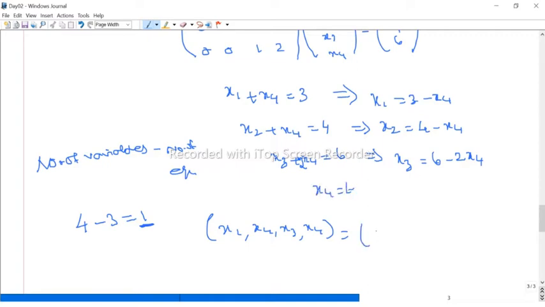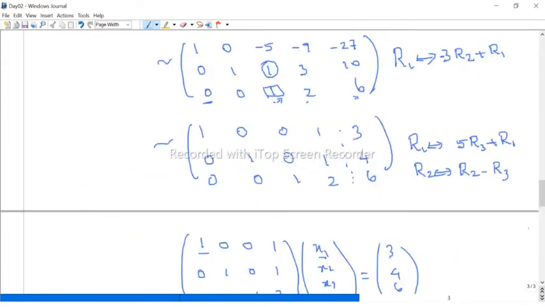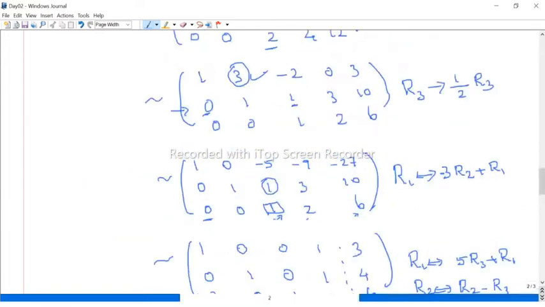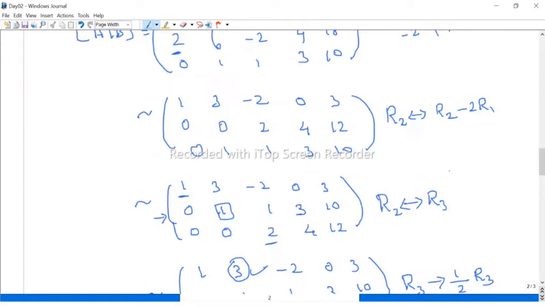Therefore, what is x1? 3 minus t. What is x2? 4 minus t. What is x3? 6 minus 2t. And what is x4? t. So this is a solution. If you give some values to x4, we get a solution. So now we easily find the solution. Therefore, if you reduce the given matrix into row echelon form or reduced row echelon form, we can easily solve the problem.